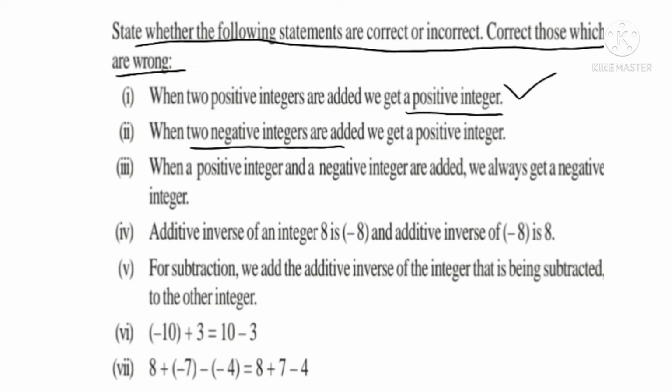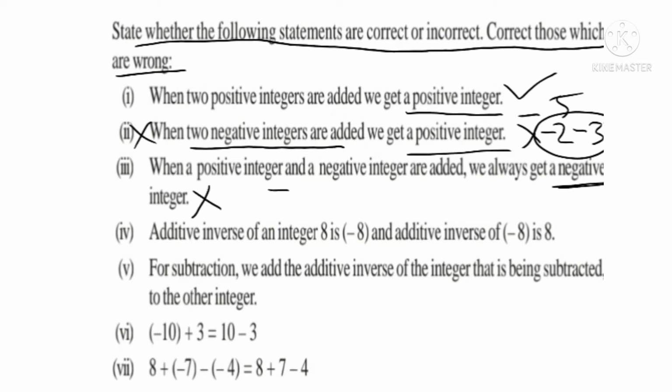When two negative integers are added, we get a positive integer. Is it true? No, it's not true. Why? Because if we add two negative integers, suppose we add -2 and -3, then the answer would be -5, which is not a positive integer. So this statement is false. When a positive integer and a negative integer are added, we always get a negative integer. This is also not true, because if we add 5 and a negative integer, suppose -2, we will get 3, which is a positive integer, not negative. So this is also false.